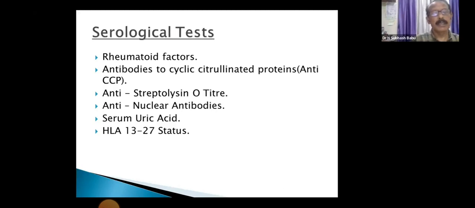And then comes the HLA-B27, not 1327, HLA-B27. That HLA-B27 status is very important in the diagnosis of SSA or ankylosing spondylitis, or seronegative spondyloarthropathy. It is a genetically linked factor in the lab findings, and HLA-B27 will be present in patients who have ankylosing spondylitis.